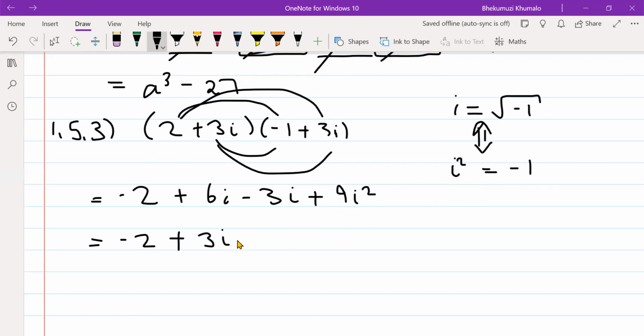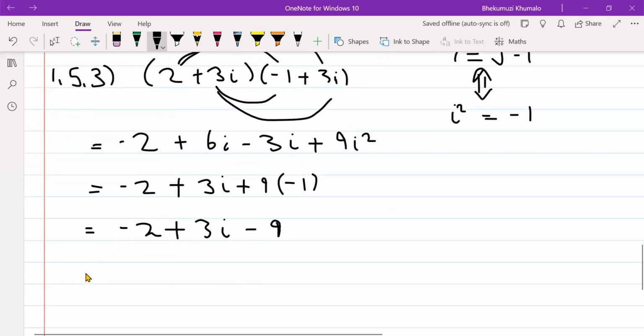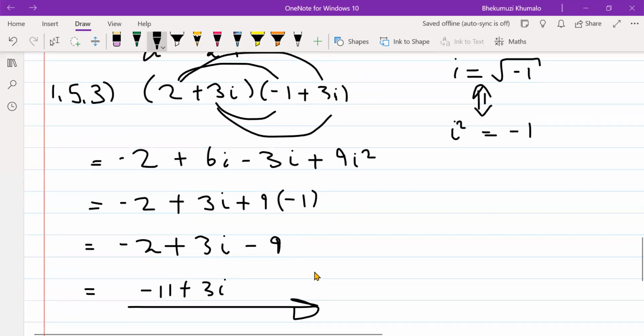And then this is i squared, which equals negative 1, because i to the power 2 is equal to negative 1. So this would just be negative, or let's say 9, and then negative 1 in the place of i squared. And so then we get negative 2 plus 3i minus 9. Now, negative 2 and minus 9 are the only like terms. So then that becomes negative 11 plus 3i. And that would be your solution there.